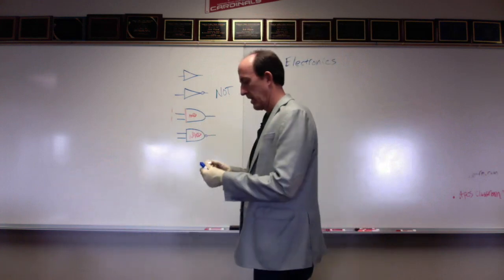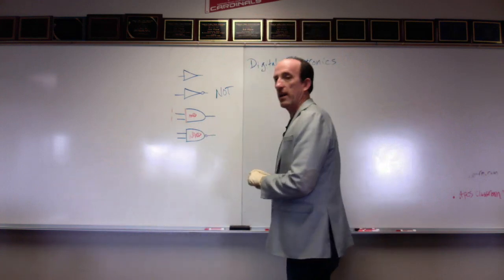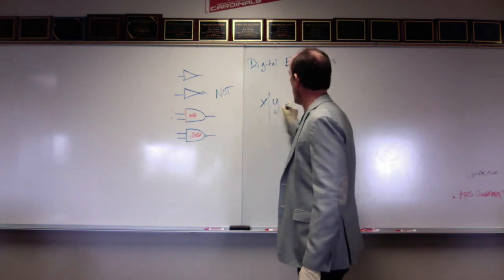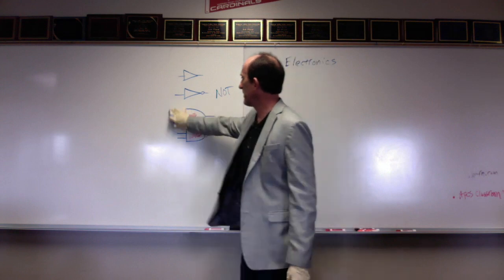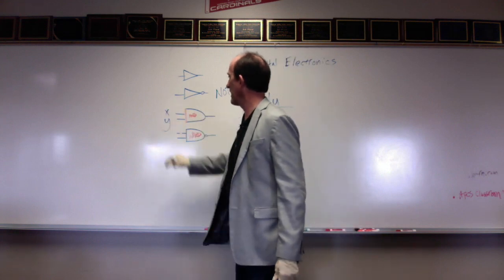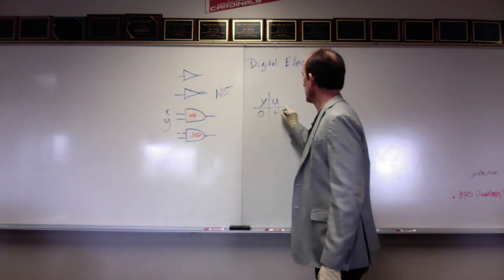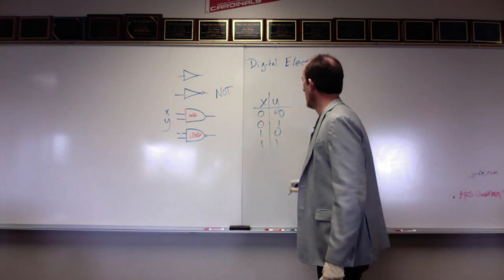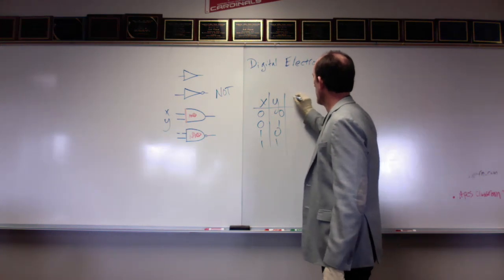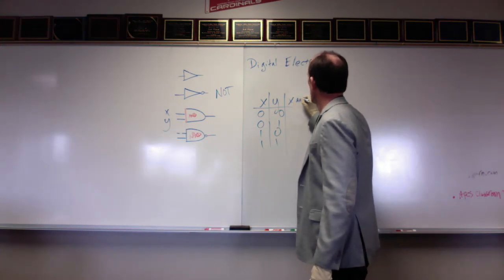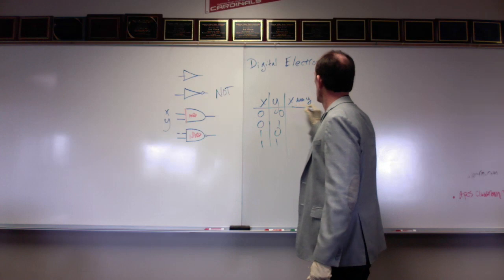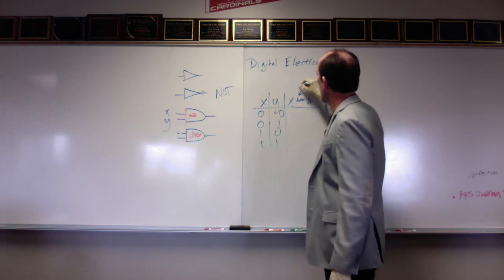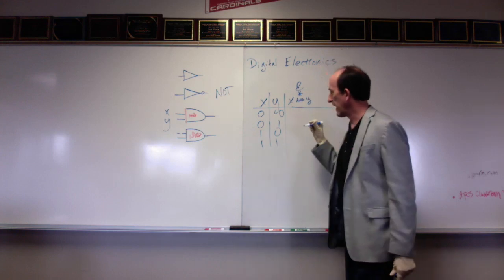So with AND, you had X and Y, and this is X, and this is Y. You got possibilities of 0 0, 0 1, 1 0, and 1 1. Then with AND, X and Y, whether that's that kind of an AND or that kind of an AND, X and Y.